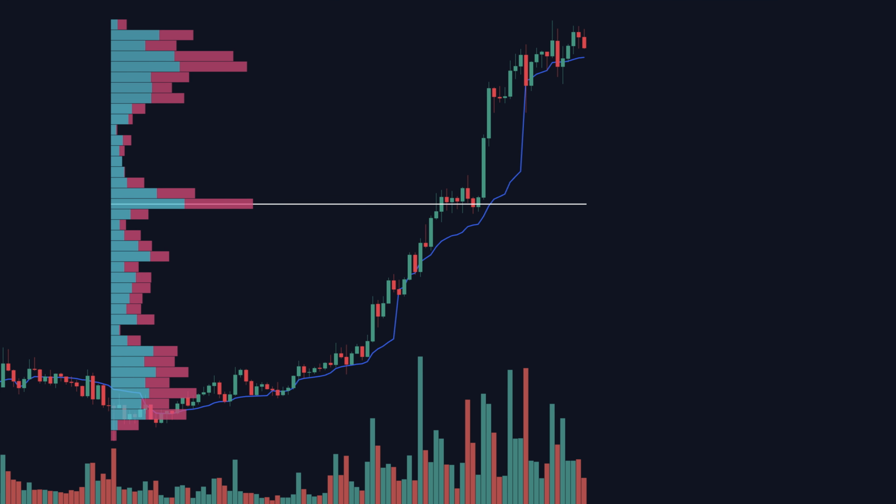Volume helps you confirm whether a move is real or just noise. When price moves with high volume, that's strength. When it moves without volume, be cautious.